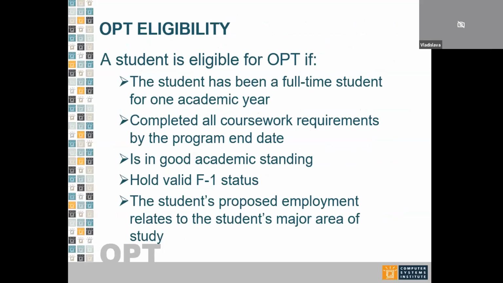OPT eligibility: a student is eligible to apply for OPT if she or he has been a full-time student for 1 academic year and is in good academic standing as well. There is no need to submit employment along with the OPT application. It's impossible to find an employer if you don't have authorization, right? So USCIS gives you 90 days after the approval date to find and submit an OPT employer. So no worries if you don't have a potential employer while you're applying for OPT.